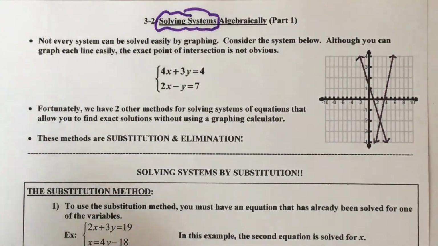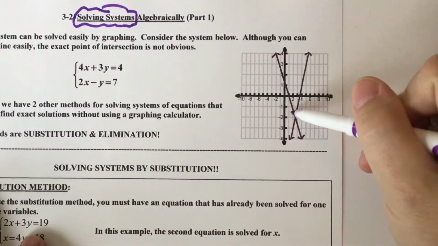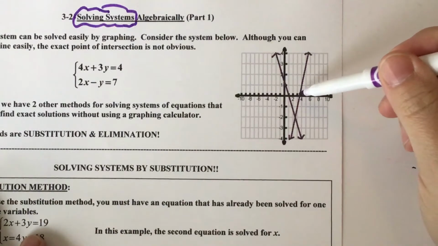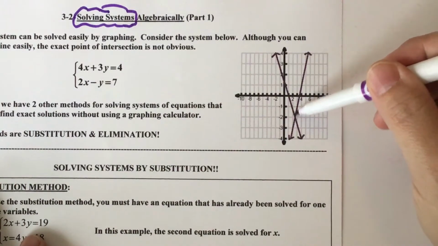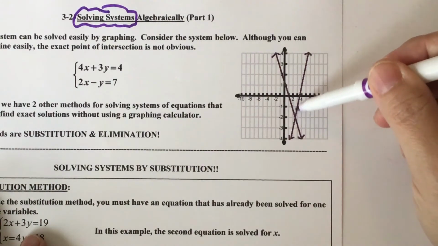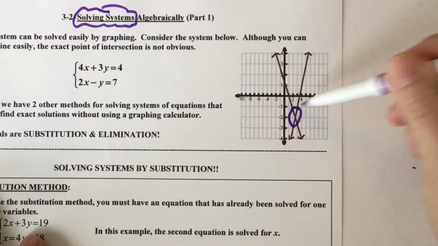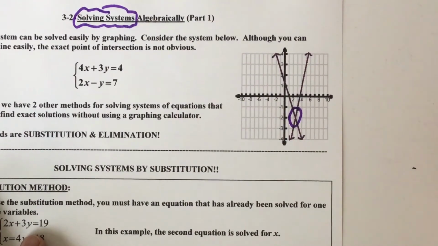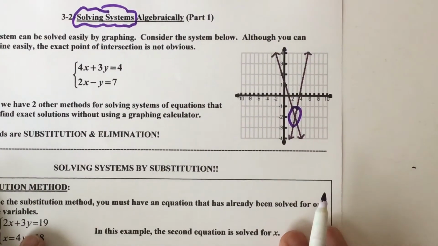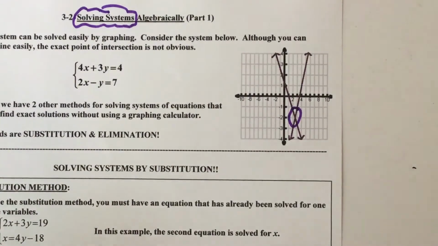But sometimes lines don't intersect in a nice location. Like this one here. It's somewhere between 2 and 3, but I don't know exactly where. And on the y, it's somewhere between -1 and -2, but I don't know. You know, it could be 2.5, it could be 2.4, it could be 2.6. And then this guy down here could be like -1.7. I don't really know. So sometimes lines don't intersect in nice locations. So we need different ways of being able to solve.